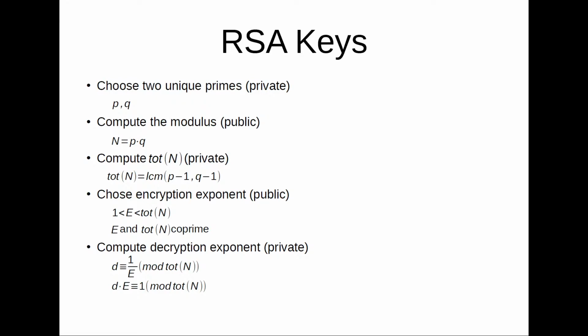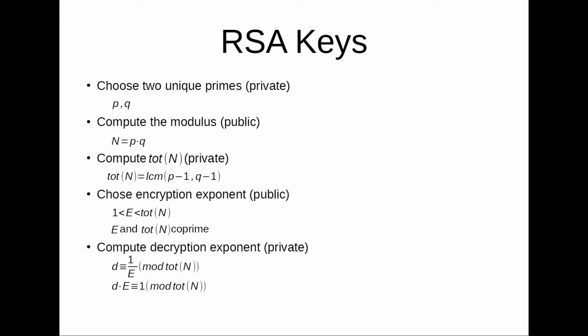And then you compute the totient function on the public modulus, which you keep private. The totient function can be computed as the least common multiple of P minus 1 and Q minus 1. The totient function itself is beyond the scope of this presentation, but the important thing is that it's easy to compute if you have the primes, but given the modulus, it's thought to be difficult to compute if you don't have the two primes.